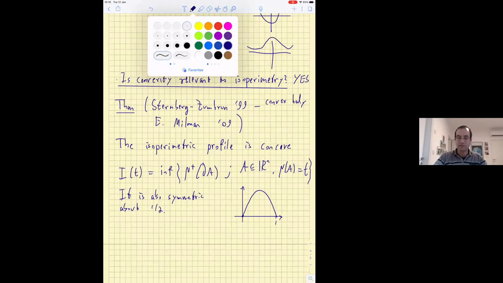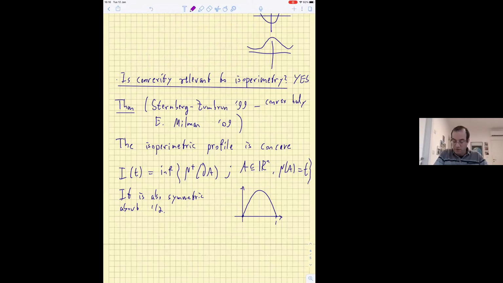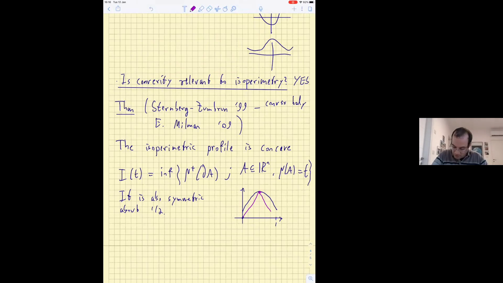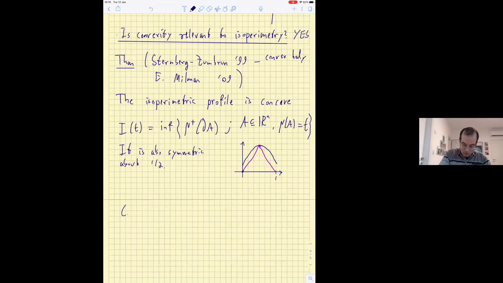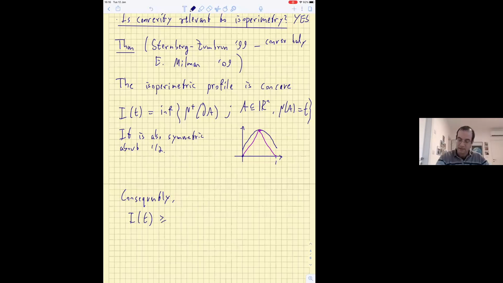Another good thing about this concavity is that it's a positive function, so its value here is some number. It does not have to reach 1, by the way. It usually reaches 0, but in some cases it can be positive. Anyway, it is above this function. A concave function lies above its chords, and therefore what we can say is that this function I of t is at least this little purple triangle, and this equals twice I of 1/2 times the minimum of t and 1 minus t.